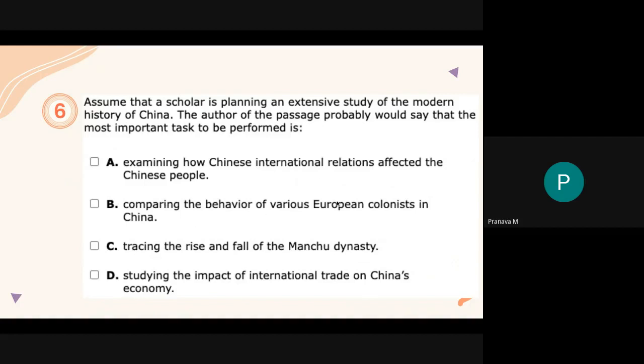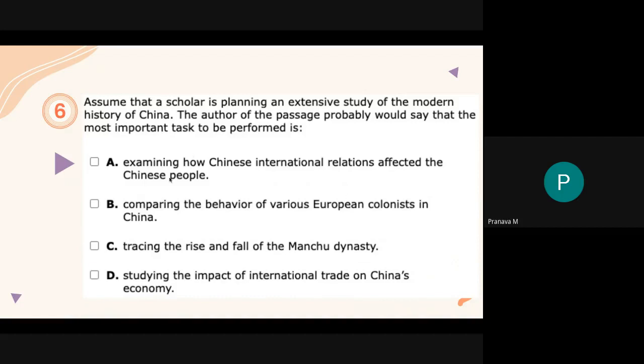So B, comparing the behavior of various European colonists in China. No, that's not the main idea, because the main idea is how the Chinese peasantry reacted to this exploitation. And then C is definitely not true, because the Manchu dynasty is just mentioned in passing as what came before the European exploitation. Studying the impact of international trade on China's economy. That's also not what we're most concerned with. We're talking about how the peasantry are influenced.